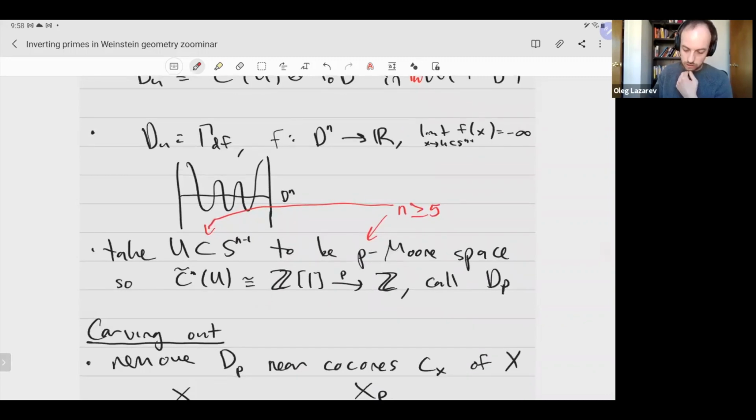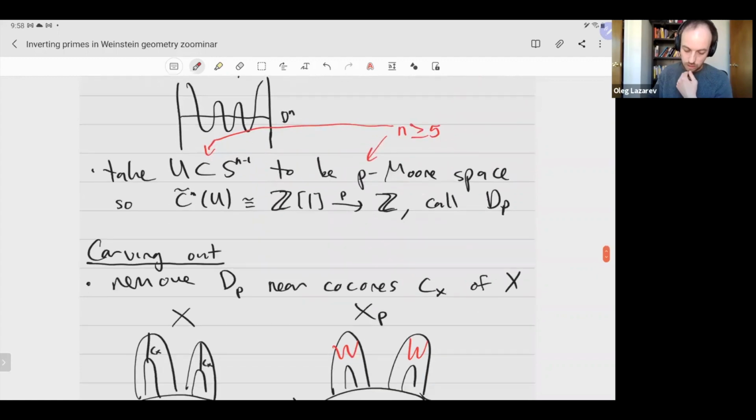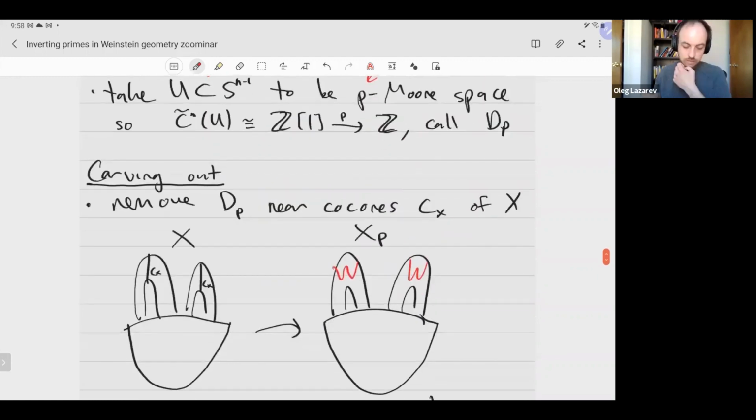So this is where our construction starts to deviate from the construction of Abouzeid and Seidel. So the idea is we have X, we have its cocores, because we fixed the presentation of X.